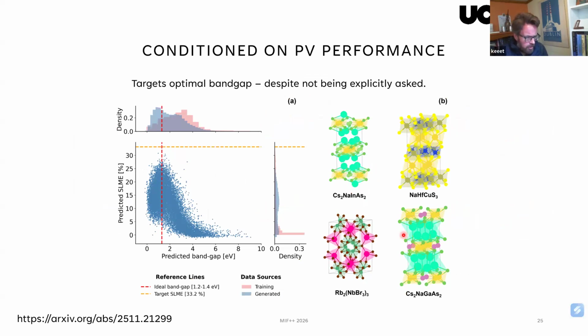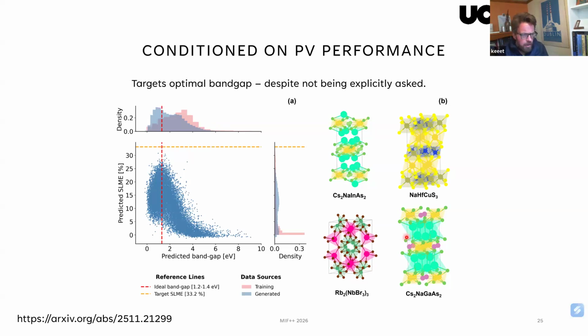So here we're conditioning on having a high SLME. SLME is a measure that you can calculate from the electronic structure of a material that will tell you what the maximum efficiency it can have is. It's related to the detailed balance or Shockley-Queisser limit that people may be aware of, but it takes into account a bit more nuance of the electronic structure of the material.